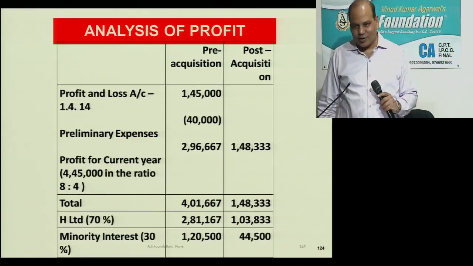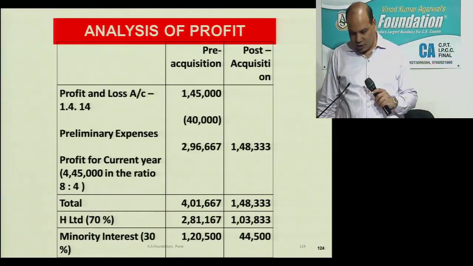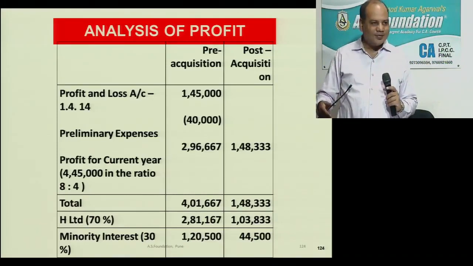Now divide in the ratio of 70/30. Round off the last digit. 281,167 and 1,20,500. Is that right? 1,20,500. Say yes. Yes. Next column.